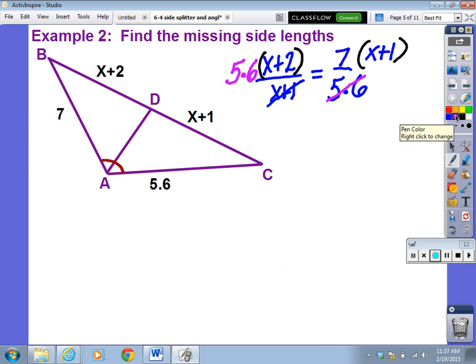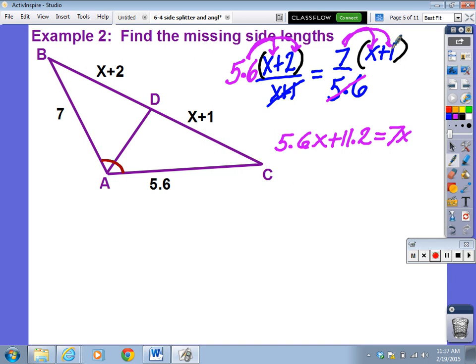Okay, so now let's go ahead and double distribute here and keep going so we can solve for x. Alright, so 5.6 times x is 5.6x, and then we're doing 5.6 times positive 2, so plus 11.2 is equal to, now we're distributing 7 through, 7 times x, 7x, and then 7 times positive 1, plus 7. Alright, so we've double distributed, now we're just going to combine like terms, get all of our x's on one side, get all of our numbers on one side, and solve for x. So piece by piece we're solving for x.